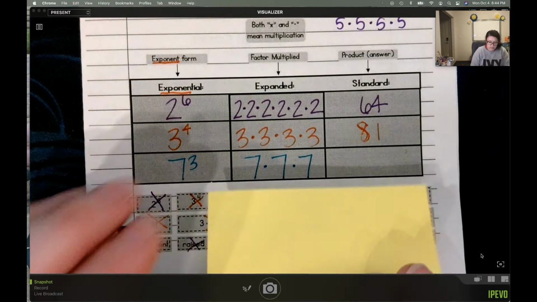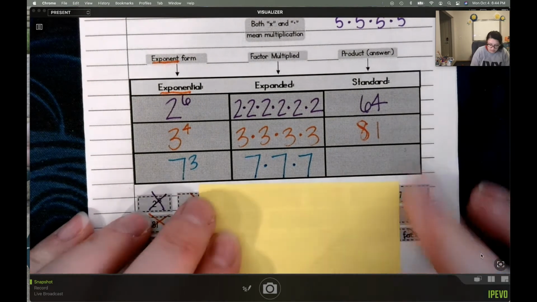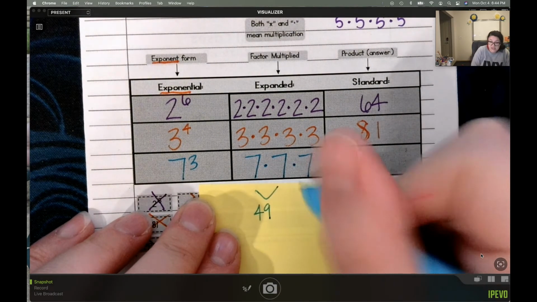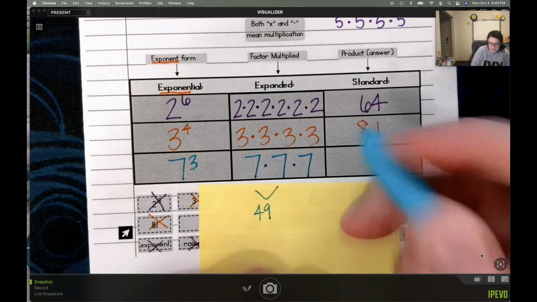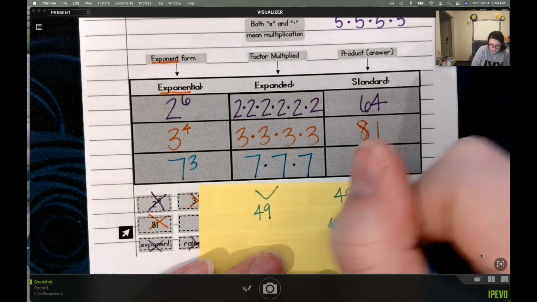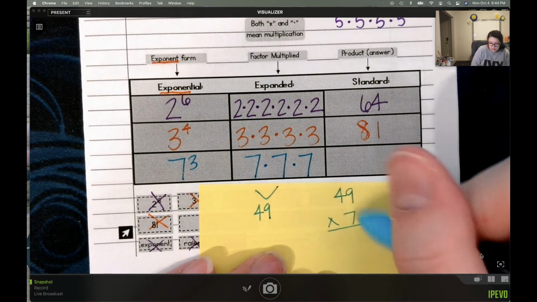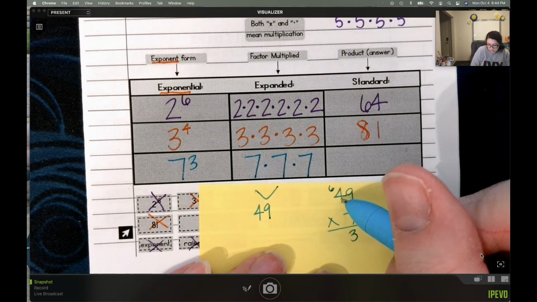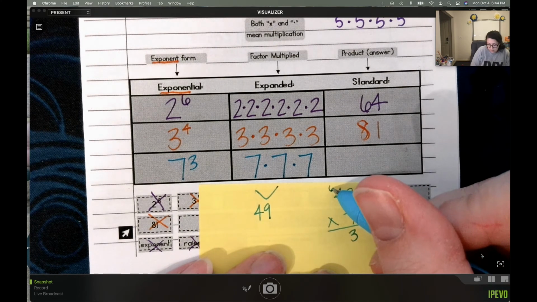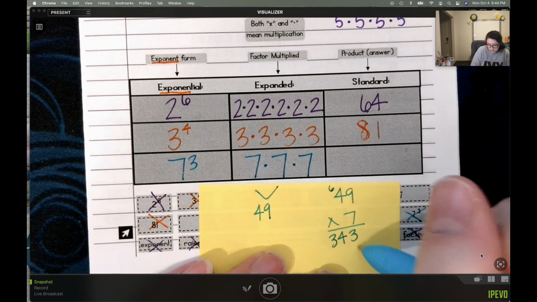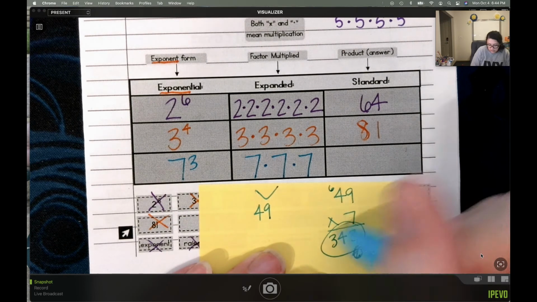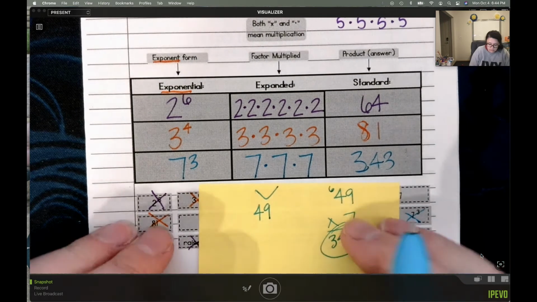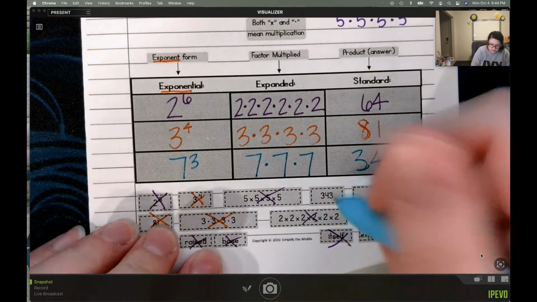And again, if I go through and I help simplify it, 7 times 7 is 49, but I still have to do 49 times this extra 7. I'm going to try this the traditional way. 7 times 9 is 63. 7 times 4 is 28. Plus 6 is 34. So we should get 343.